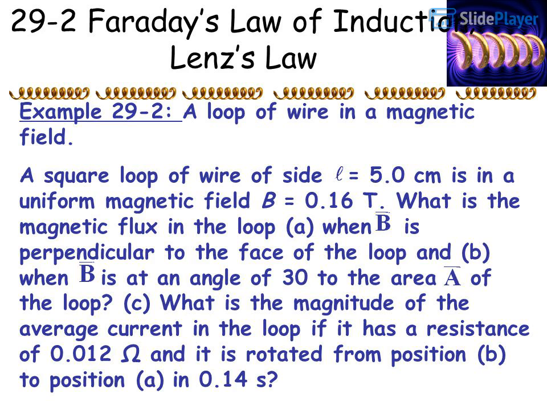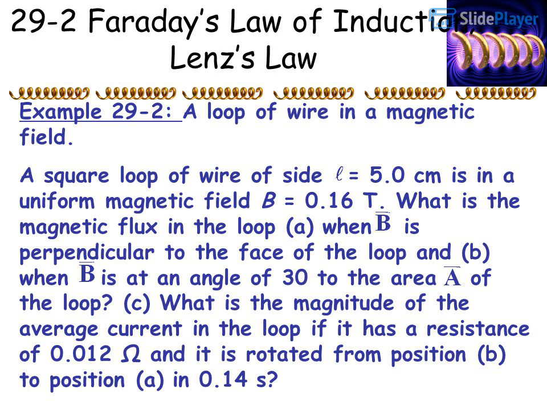Example 29-2, a loop of wire in a magnetic field. A square loop of wire of side L equals 5.0 centimeters is in a uniform magnetic field B equals 0.16 T. What is the magnetic flux in the loop, A, when B is perpendicular to the face of the loop, and B, when B is at an angle of 30 degrees to the area A of the loop? C, what is the magnitude of the average current in the loop if it has a resistance of 0.012 ohms and it is rotated from position B to position A in 0.14 s?